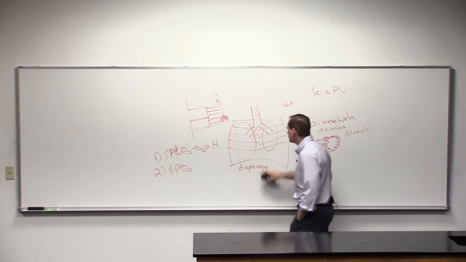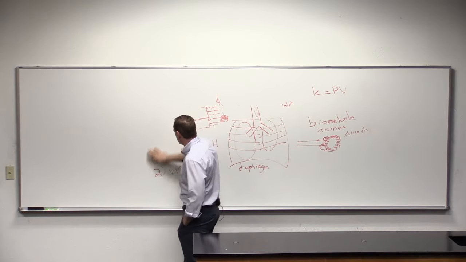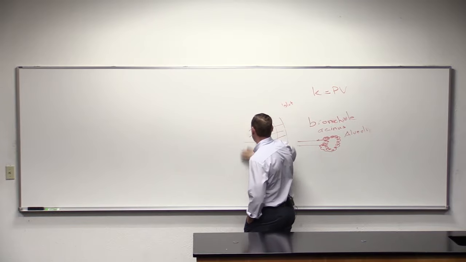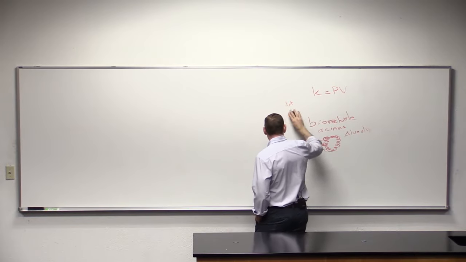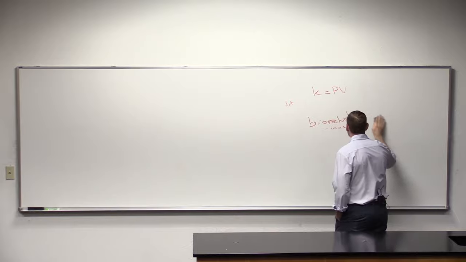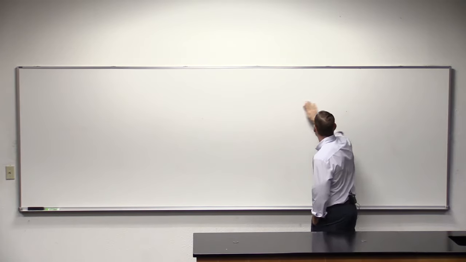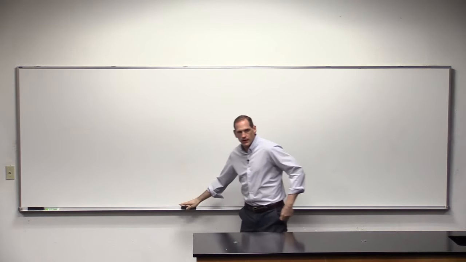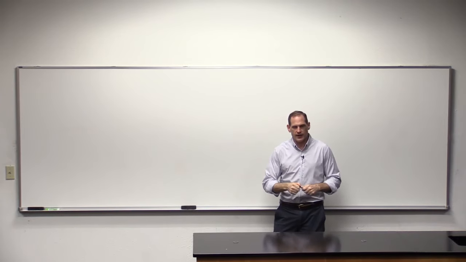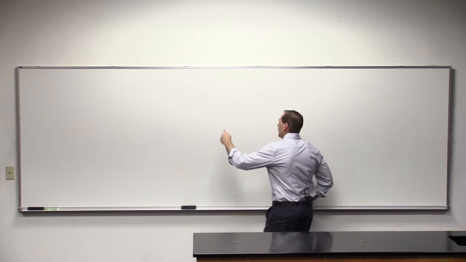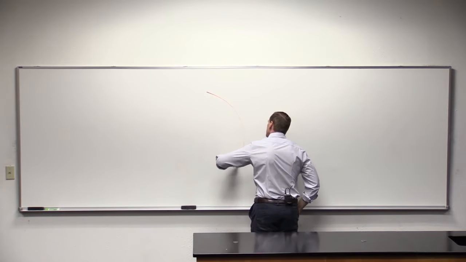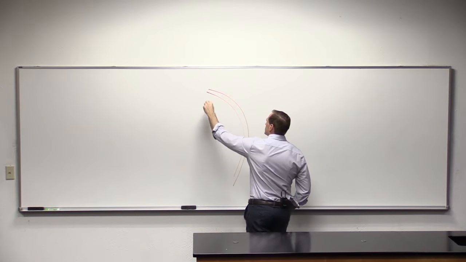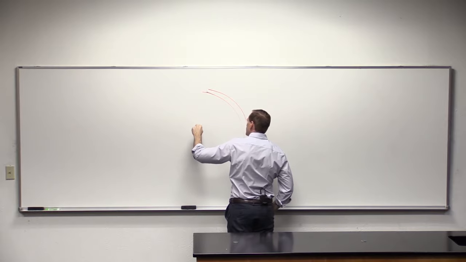All right. So at this point, let's talk about what happens when the air gets down into the alveoli. All right, so when the air comes into the alveoli, here is an alveolus. Okay.